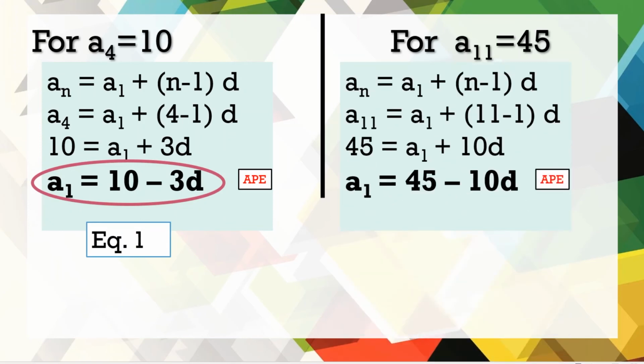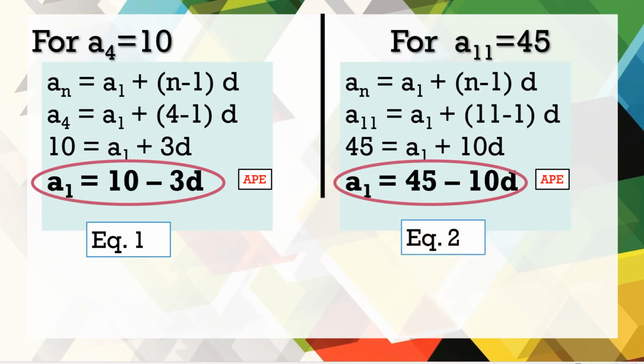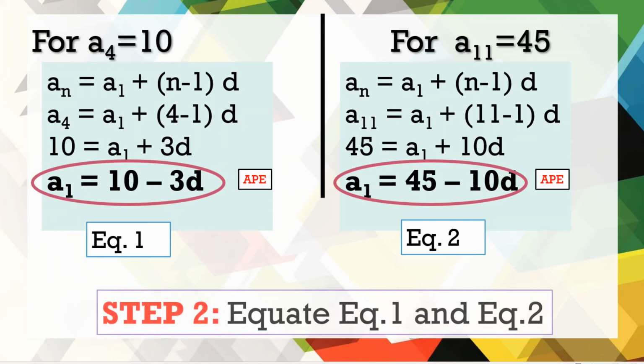Next is a sub 11 equals a sub 1 plus 11 minus 1 times d. 45 equals a sub 1 plus 10d. Again, using the addition property of equality, we have a sub 1 equals 45 minus 10d. And let us consider it as equation 2. Step 2. Equate equation 1 and equation 2.